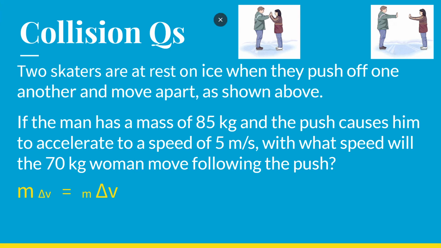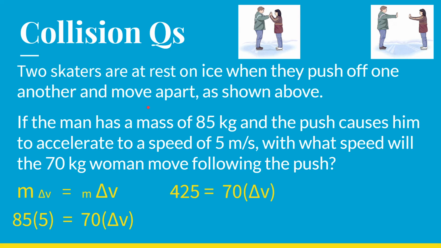So this is his change in momentum. He has a bigger mass, smaller change in velocity. This is hers, smaller mass, larger change in velocity. But let's put some numbers in. 85 is his mass. His speed afterward is 5. That's his change in velocity as well, because he started at rest. So he started at rest, now he's going 5, his change is 5. Her mass is 70, we're looking for her change in velocity. So 85 times 5 is 425, it is equal to 70 times delta v. If I want to solve for the change in velocity, I need to divide both sides by 70. 425 divided by 70 gives me a change in velocity of 6.07 meters per second.